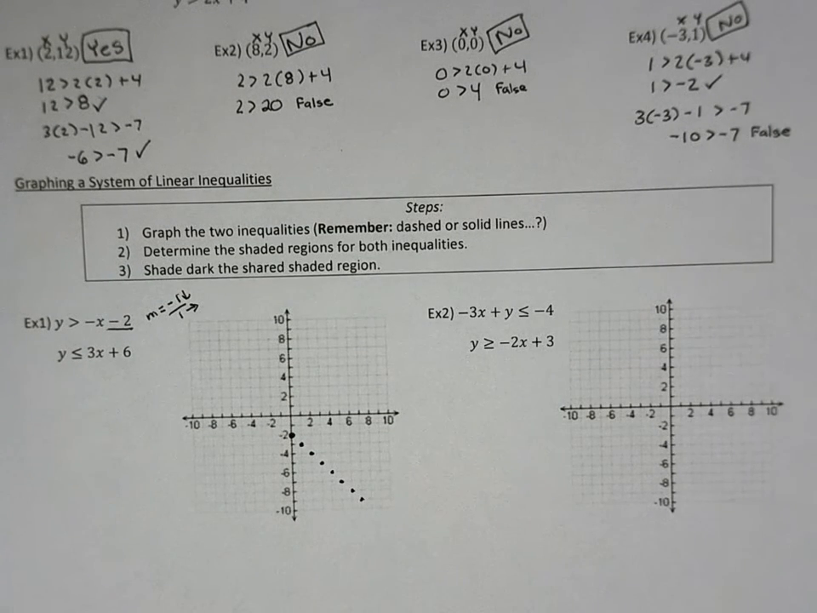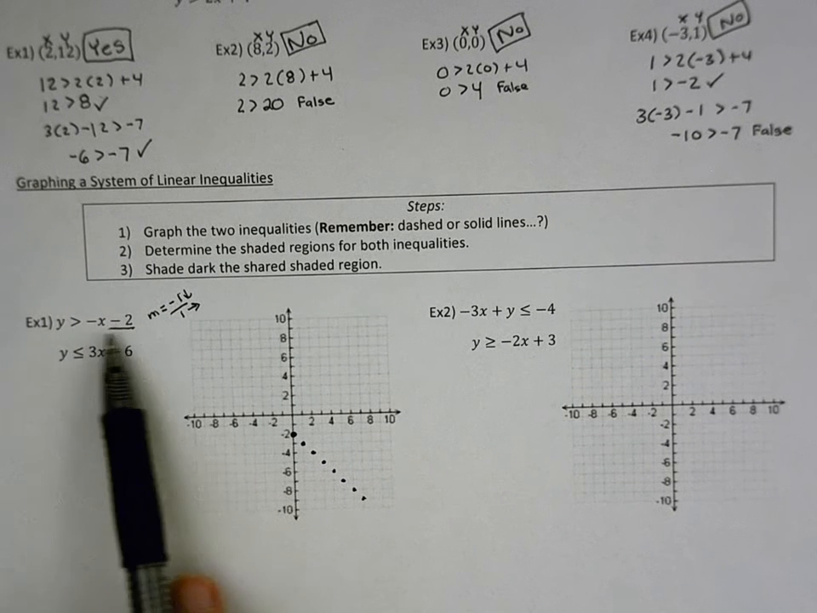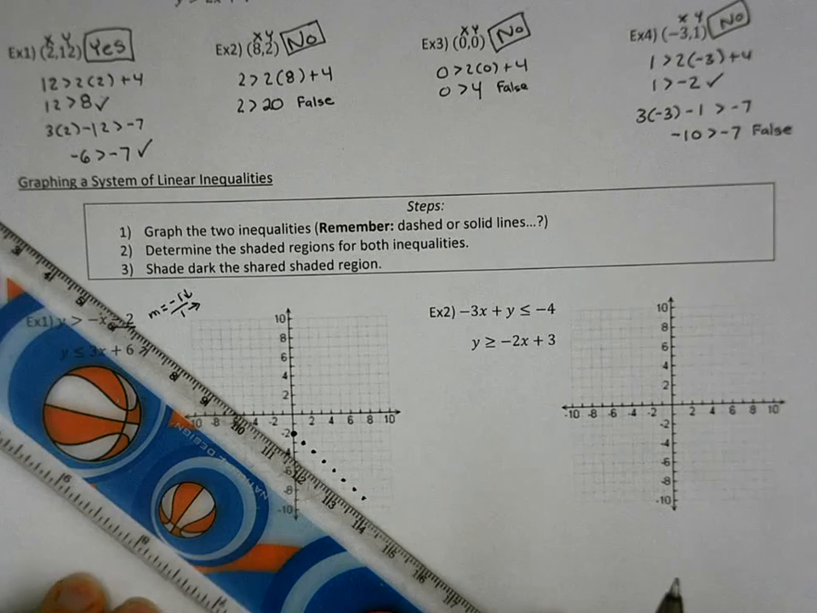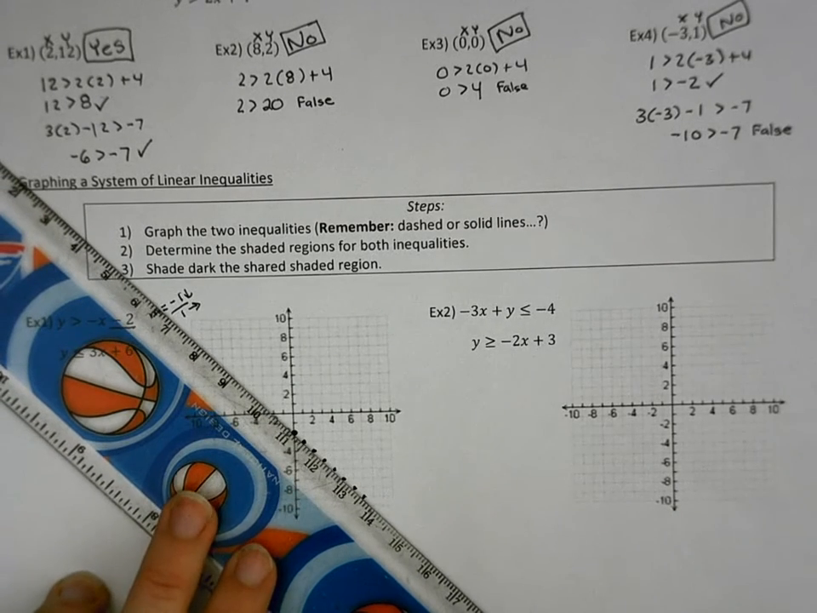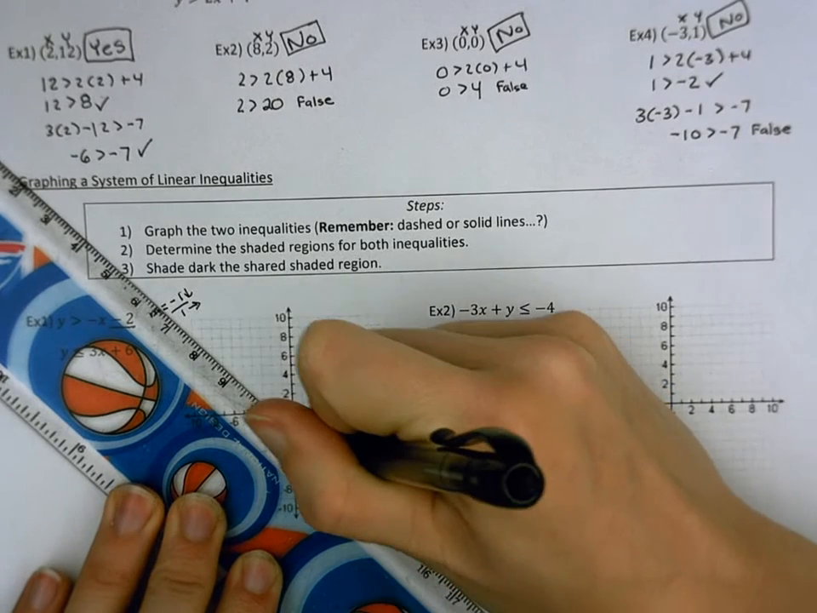With this particular problem, we have a greater than symbol, which means this line, this inequality, is going to be a dashed line. So we're going to line this up and draw in that dashed line.